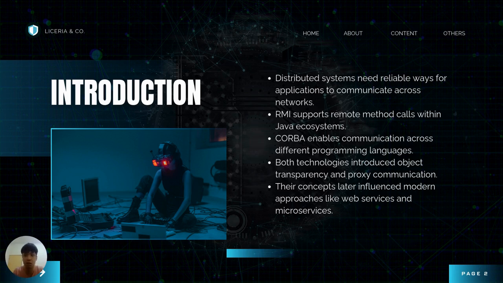These two technologies were very important in early distributed systems because they allowed different applications to communicate reliably. So, RMI focused on remote method calls for Java programs, while CORBA enabled communication across different programming languages. Even though both are older technologies, they help form the foundation for modern distributed systems, so we have things like web services and microservices.